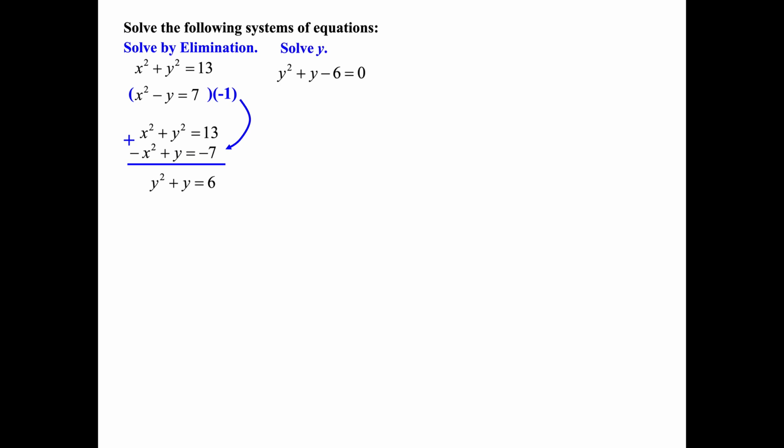Factor it. Two factors of 6 that subtract to be 1: 3 and 2, making the 2 negative and the 3 positive. Solve them for y. y equals negative 3, y equals 2. And now we're going to back substitute those in.